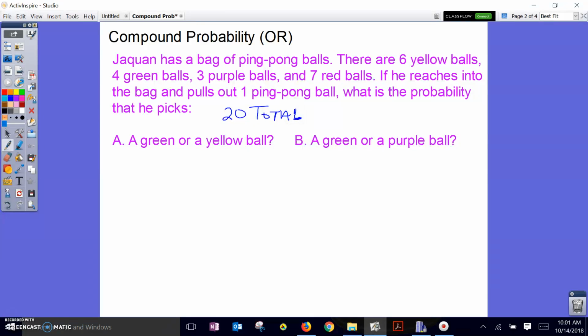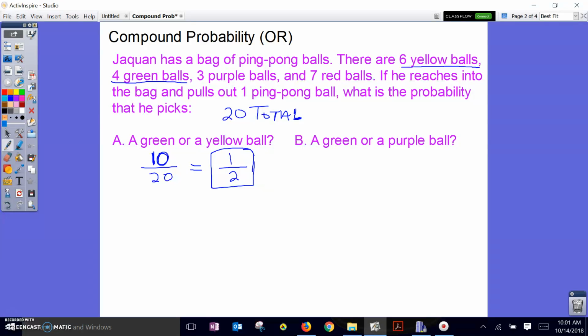And so the probability of picking a green or a yellow ball, all we need to do is count up the total number of green or yellow balls. And pulling any of those will be a success. So 10 out of the possible 20. We reduce that. The probability of picking a green or a yellow ball out of this will be 1/2. Very straightforward. And really all that is it's the probability of picking a yellow ball or the probability of picking a green ball added together.